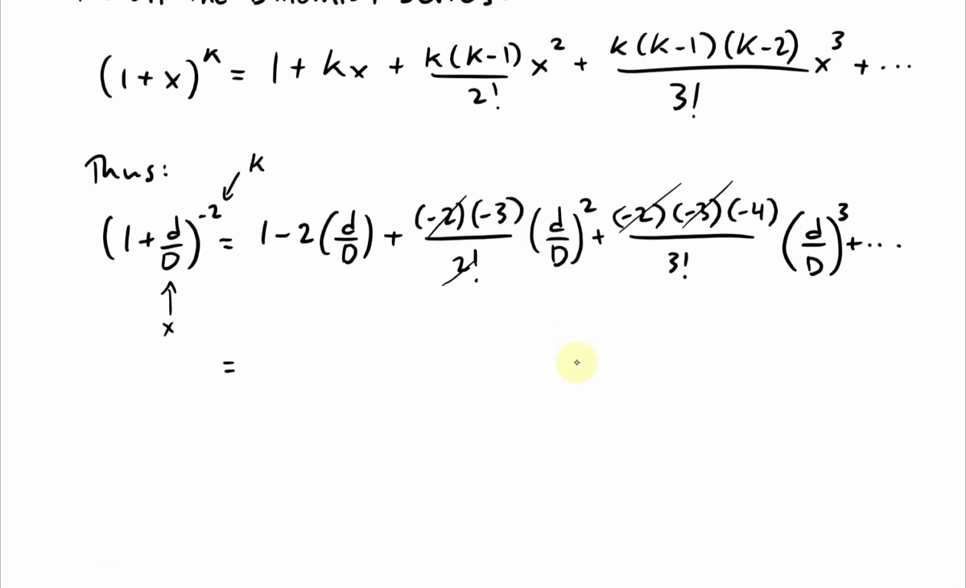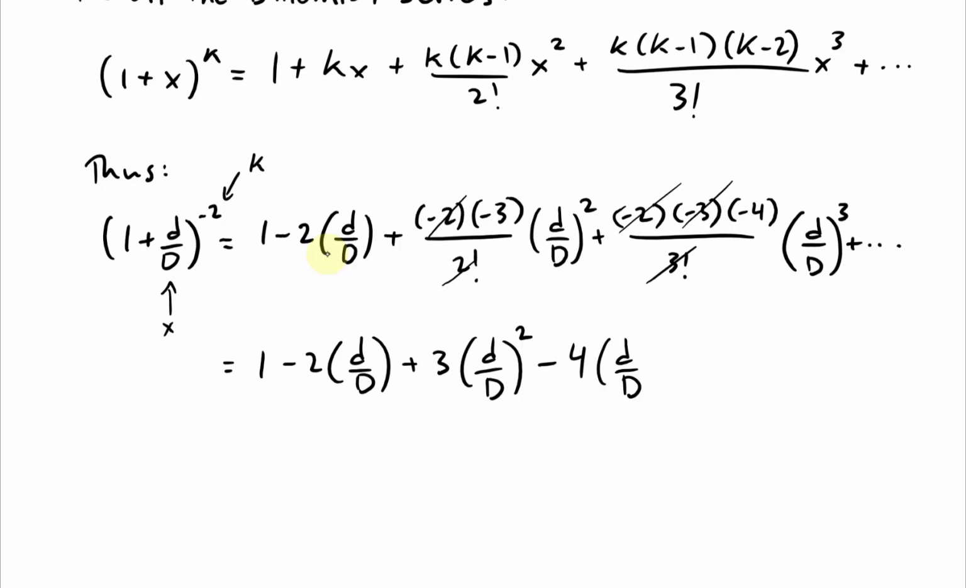So this is going to equal 1 minus 2 d over capital D, and then plus 3 times d over capital D squared. For the next one, all we're left with is the 4, but there's a negative because there's an odd number of negatives. This is d over capital D cubed. You can see the pattern, and it keeps going on, plus or minus. The next one is plus, and the next one is minus, dot dot dot.